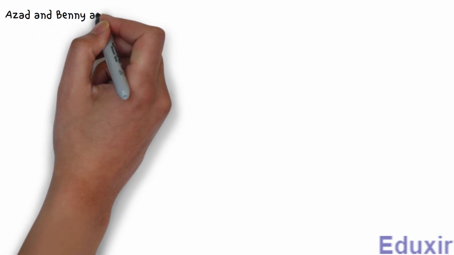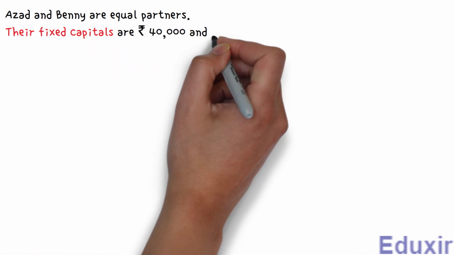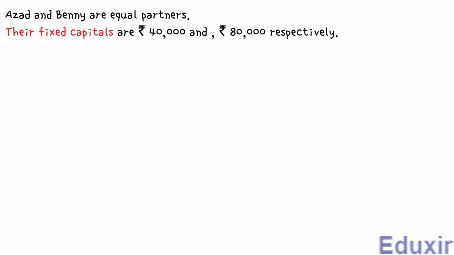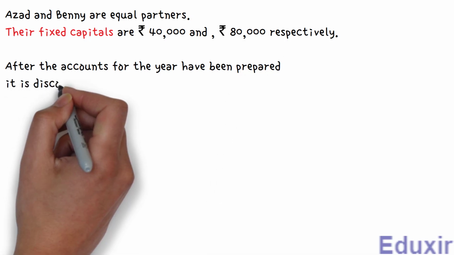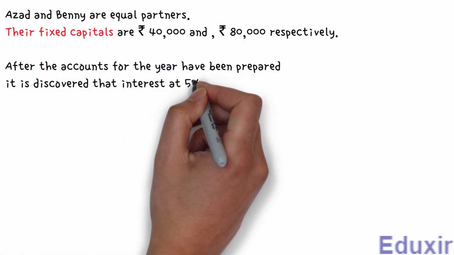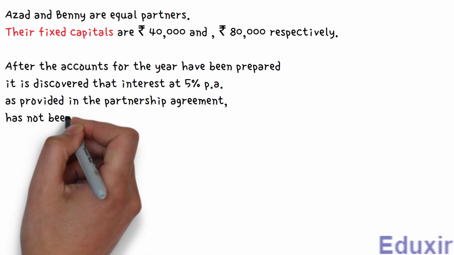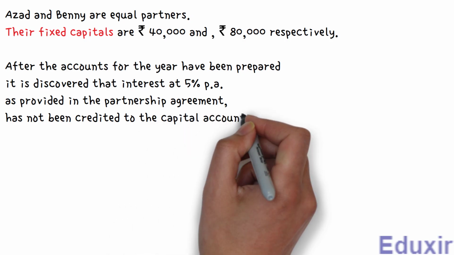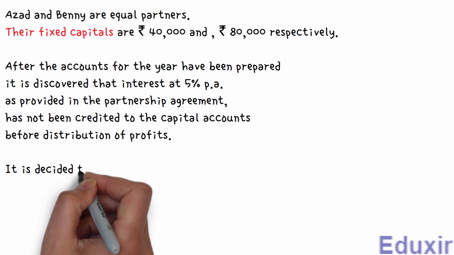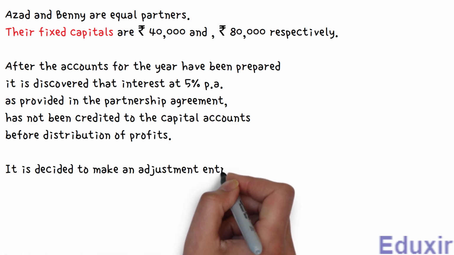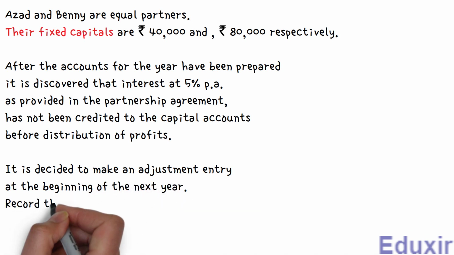Azad and Benny are equal partners. Their fixed capitals are 40,000 rupees and 80,000 rupees respectively. After the accounts for the year have been prepared, it is discovered that interest at 5% per annum as provided in the partnership agreement has not been credited to the capital accounts before distribution of profits. It is decided to make an adjustment entry at the beginning of the next year. Record the necessary journal entry.